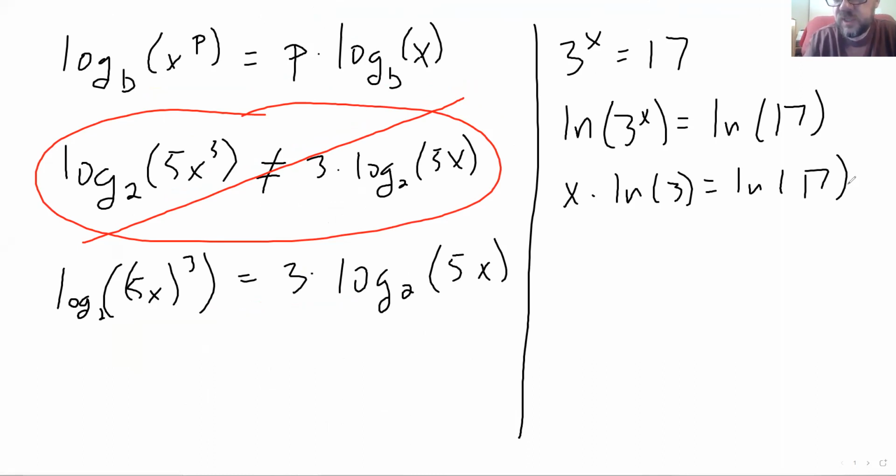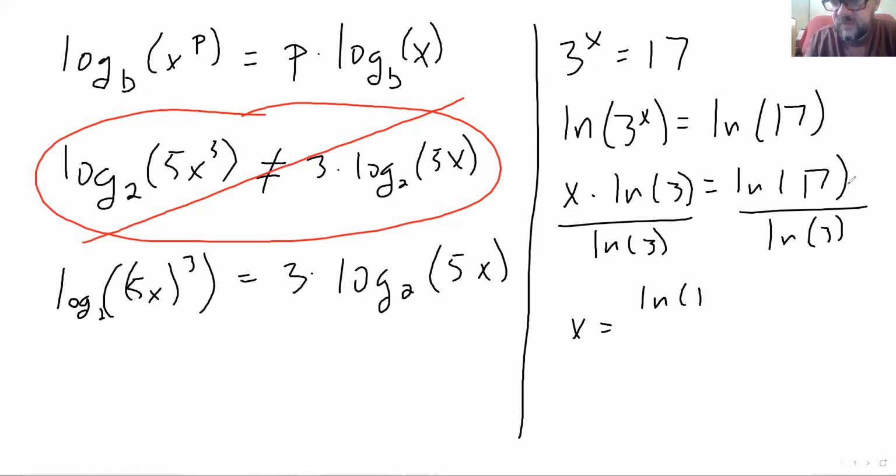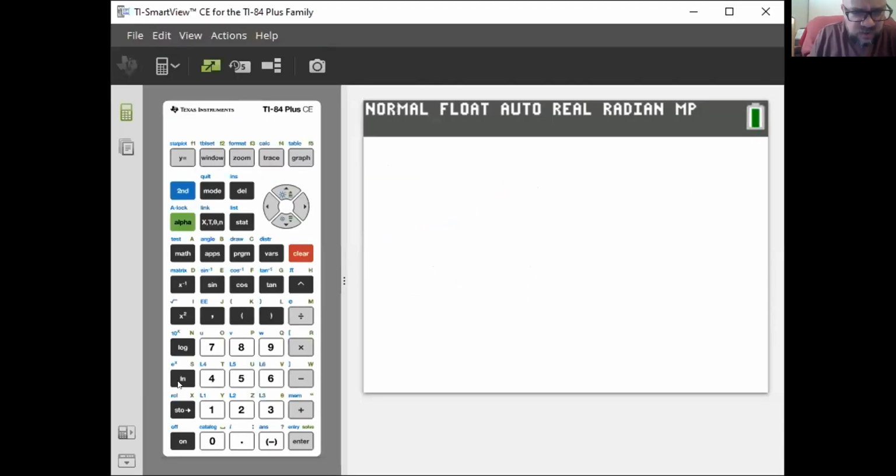And then I'm just going to divide both sides by ln of 3, which is a number, right? I know it's weird to divide by an ln, but remember that ln of 3 is just some number, right? So we're going to get x is ln of 17 over ln of 3, which I have no idea what that is. So I'm going to go put that into a calculator. And the calculator I'm going to choose obviously is the one I have on the screen.